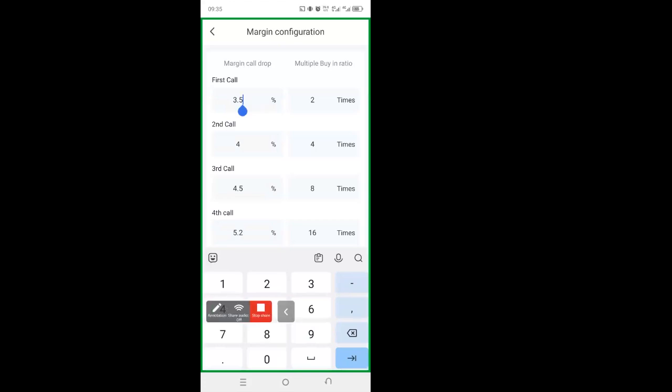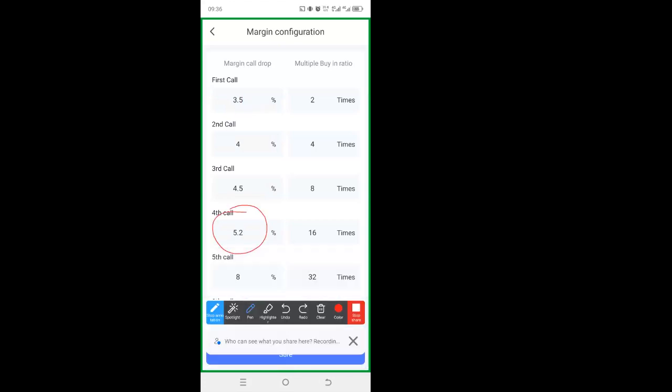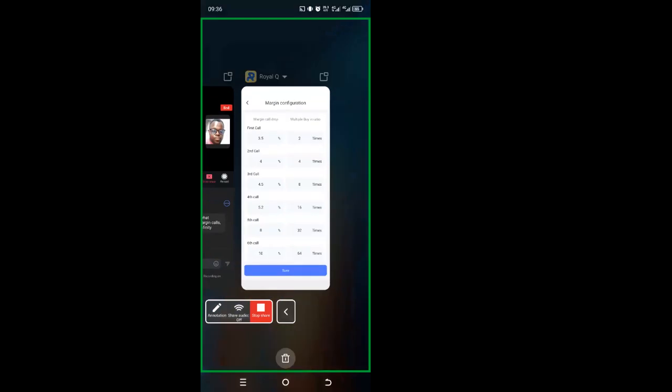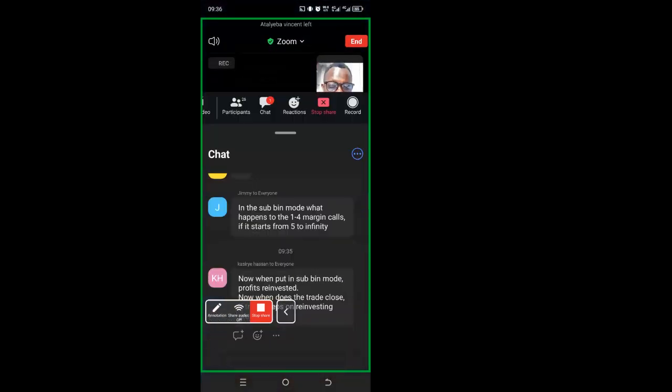Now, what do you use here? Remember, we are still using back as an example. You're finding out the margin call drop. The drop is given as 15. The margin call you have used is 20. Now, if you use this, 15 divided by 20, get me the answer.